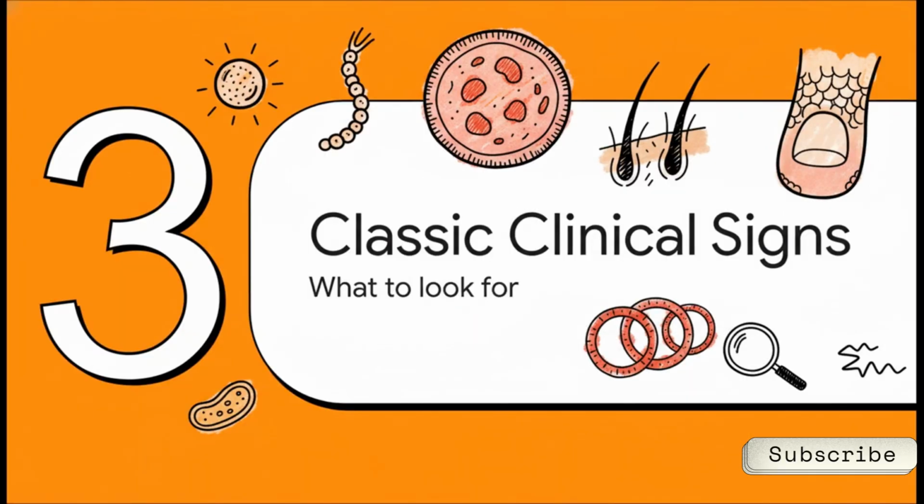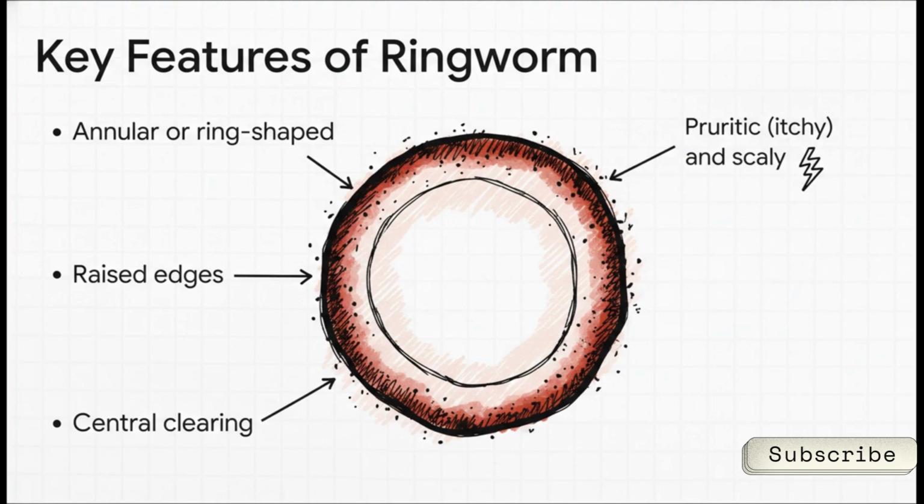Okay, section 3. Let's talk about the classic clinical signs. What exactly should you be looking for in a patient? So when you see a suspicious lesion, here's your mental checklist. Is it annular or ring-shaped? Yep. Is it pruritic? Meaning, is it itchy and scaly? For sure. Does it have raised edges? This is key. That raised border is where the fungus is most active. And finally, does it have central clearing? As that ring expands outwards, the center often starts to heal. If you can tick off these 4 boxes, you should definitely be thinking ringworm.